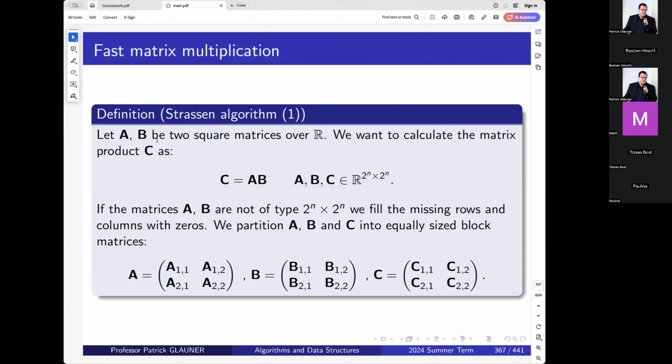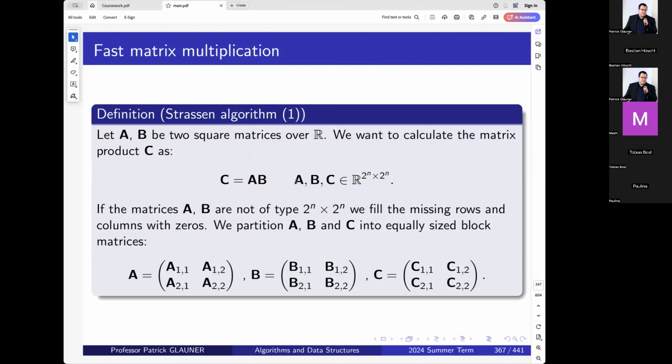And concretely, for now, we only assume we have square matrices. And what's also important is the square matrices A and B must be of type 2 to the n times 2 to the n, so 2 to the n many rows and 2 to the n many columns. So A and B must have the same size. And if your matrices do not have this size, you need to make them bigger, and you just fill up the remaining spots with zeros. So that's important. But for now, we just assume they are of dimensions 2 to the n times 2 to the n. We only care about real numbers here.